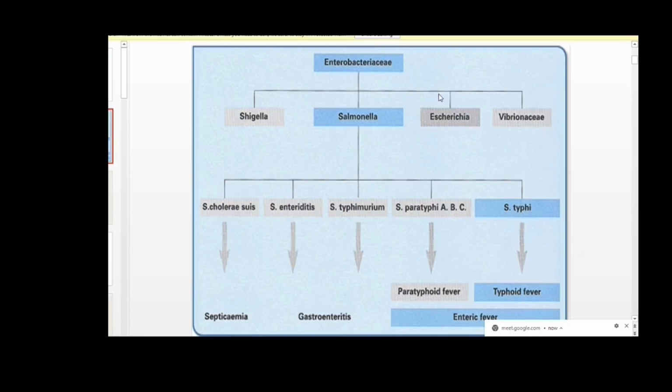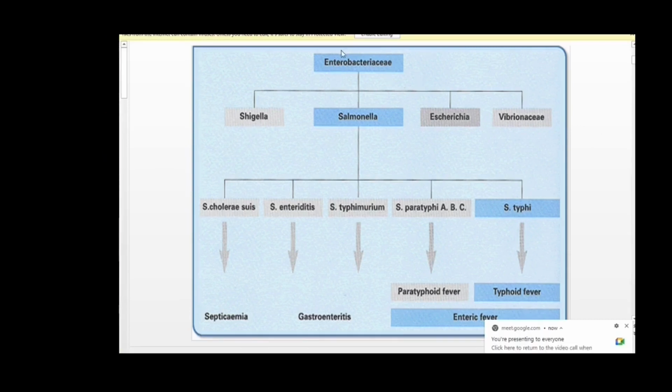Today the class is on enteric fever, but for your information, because nowadays we are teaching you the disease first and the bacteria later, there's a group of bacteria, many bacteria, belonging to a group called Enterobacteriaceae. They all club together in this group because they have certain common characteristics. Out of these, right now we will be concentrating mainly on Salmonella, a bacteria which has many species.